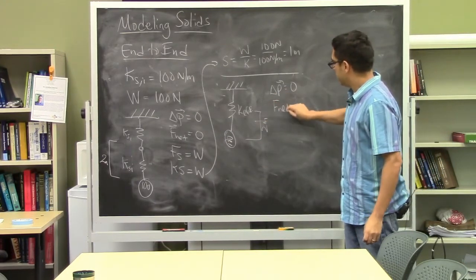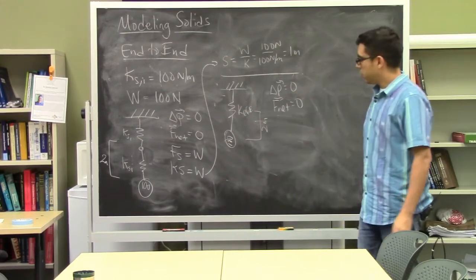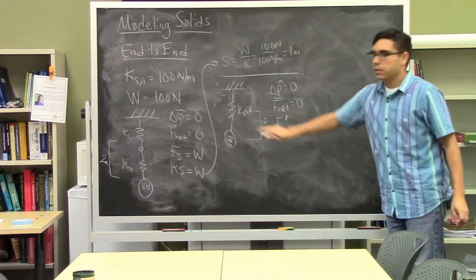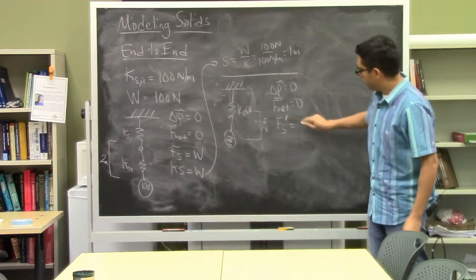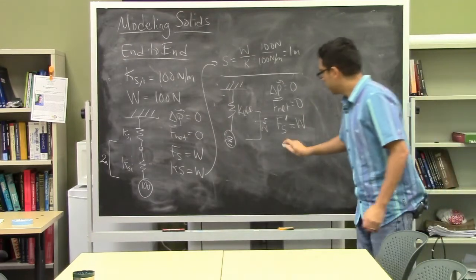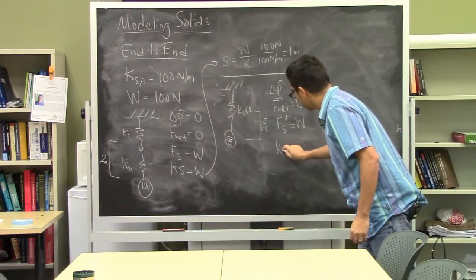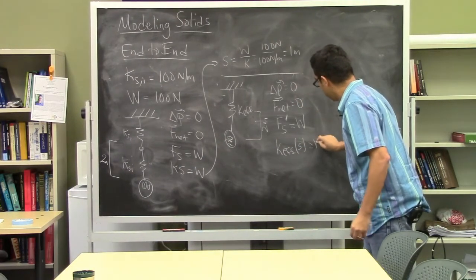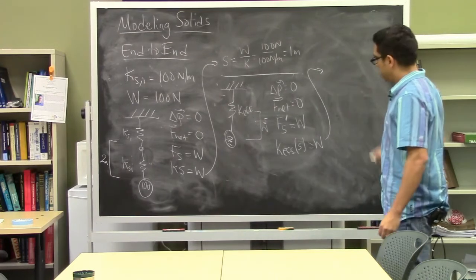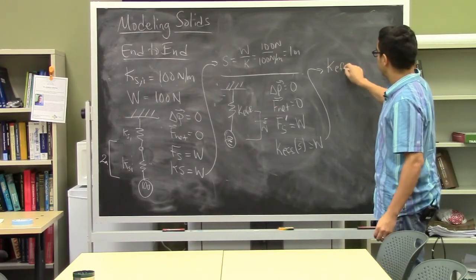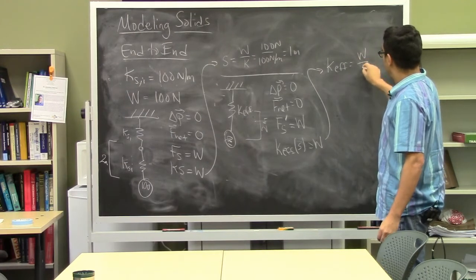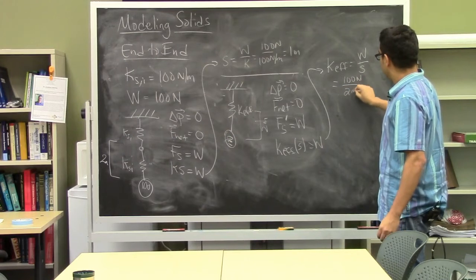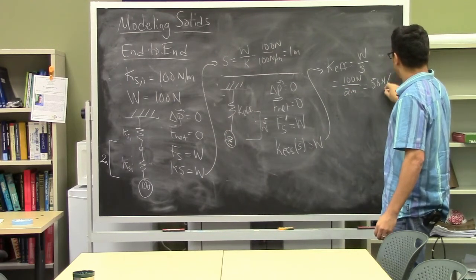The net force is therefore 0. So the spring force for this new spring is equal to the weight of this object. So the spring constant, K effective, times this stretch, S, is equal to the weight. From that, we can determine what our new K effective is. It's just the weight divided by the stretch, which in this case is 100 newtons divided by 2 meters, which is 50 newtons per meter.